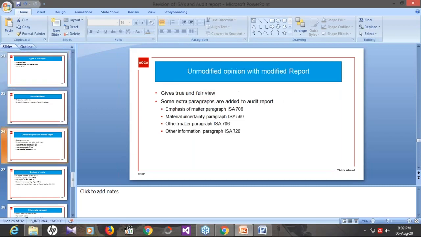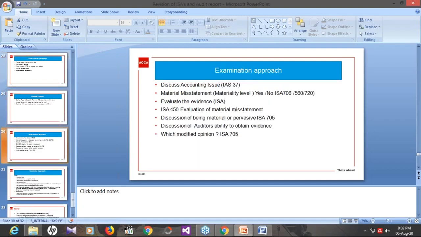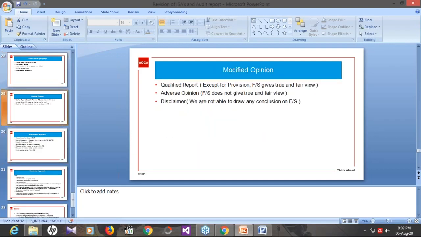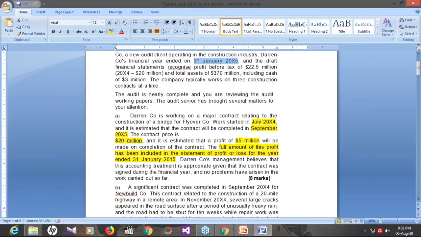Whenever there is a misstatement, we will always go toward the modified opinion. So under modified opinion, we have three options: qualified report, adverse report, and disclaimer report. So now we have to judge whether, due to this misstatement, we are going to issue a qualified report or adverse report or disclaimer report. So for this reason, we need to understand whether this misstatement is material or pervasive. So let's go back to data.